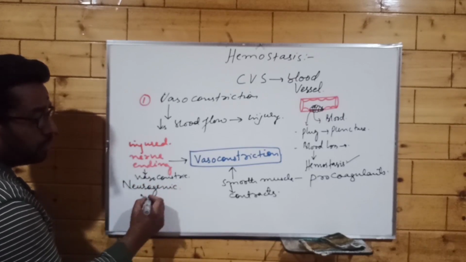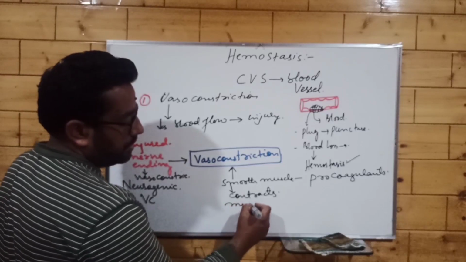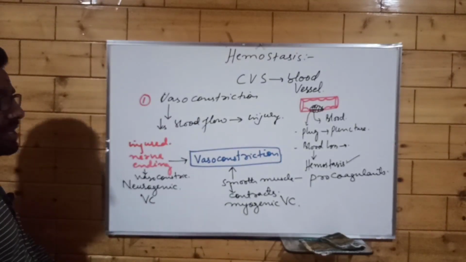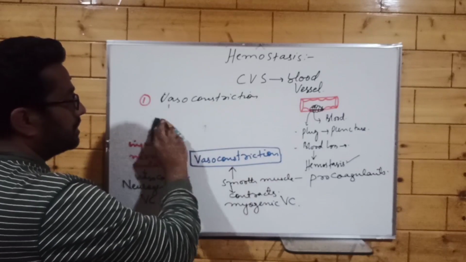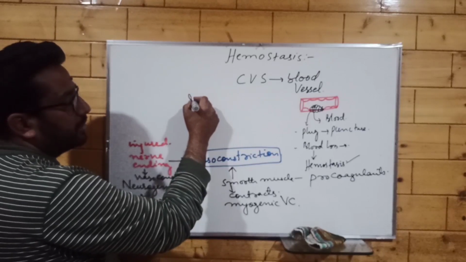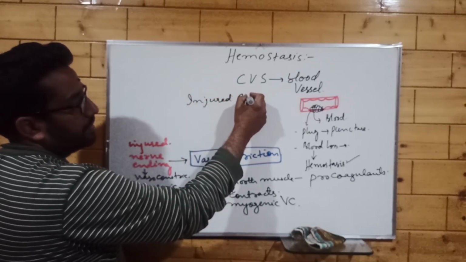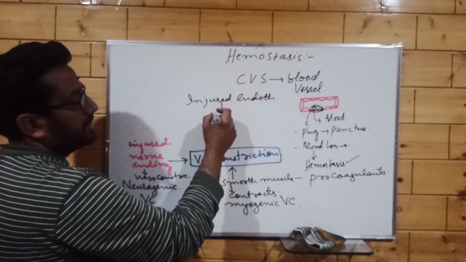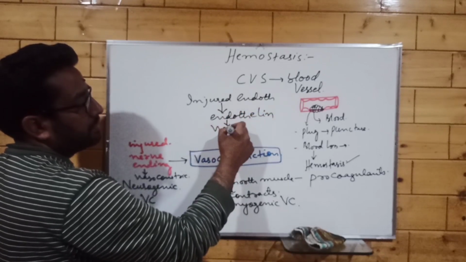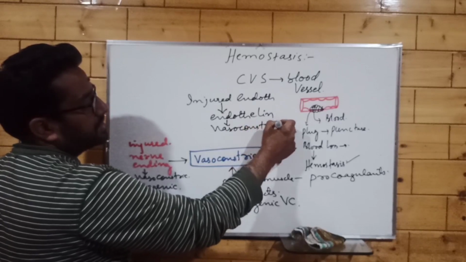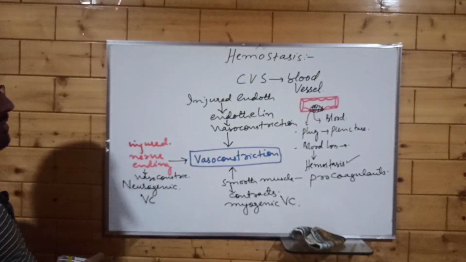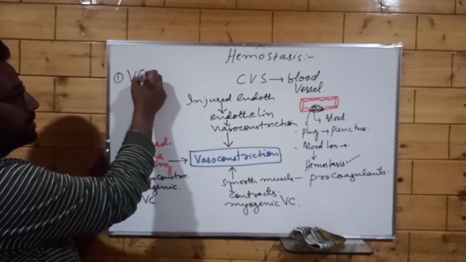Two ways. So we can say this is neurogenic vasoconstriction, and this is myogenic vasoconstriction. And there is one more way to achieve the vasoconstriction, to limit the loss of blood. And what is that? The injured endothelium, very important point, releases a chemical substance called endothelin. And this endothelin is a vasoconstrictor. Yes, of course, it is a vasoconstrictor, and it will directly lead to vasoconstriction. So there are at least 3 ways to achieve the first step, that is vasoconstriction.